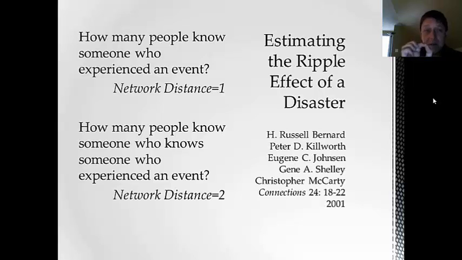If you know somebody who was in the event, the attack of September 11th, and was killed, then you have a network distance of 1 from that person. If you know somebody who knows somebody who was in the attack and suffered from it, then that's a network distance of 2 ties.